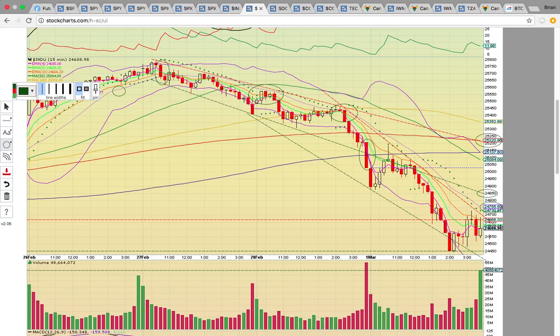Above 24,666 would signal, okay, they're trying to bounce this thing, and then it would need to stay above that level. Now, if it stays below that level, and especially if you see it drop below EMA 4 at 24,605, that's a major red flag. That signals the bears are still in control.